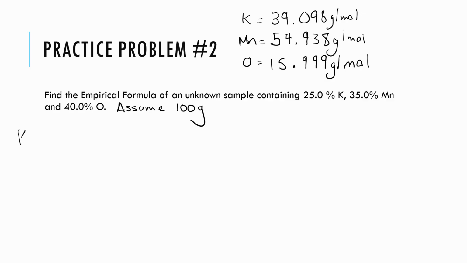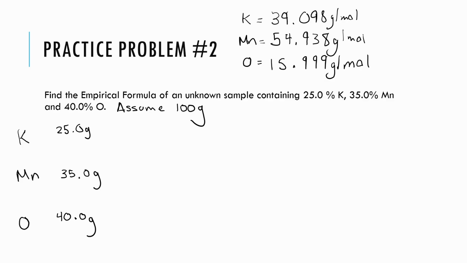So we are going to do potassium, manganese, and oxygen. And we know for potassium that we have 25.0%. For manganese, we have 35.0%. And for oxygen, we have 40.0%. Now, as I said before, we can easily switch these into grams if we assume 100 grams. And instead, we have 25 grams, 35 grams, 40 grams.